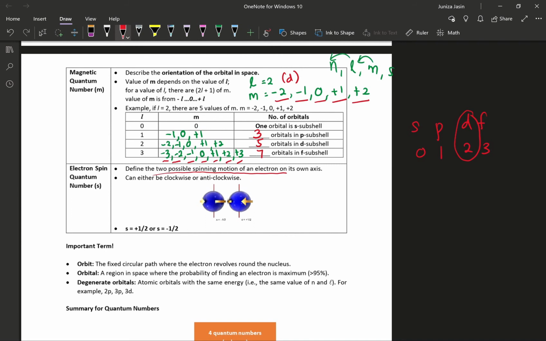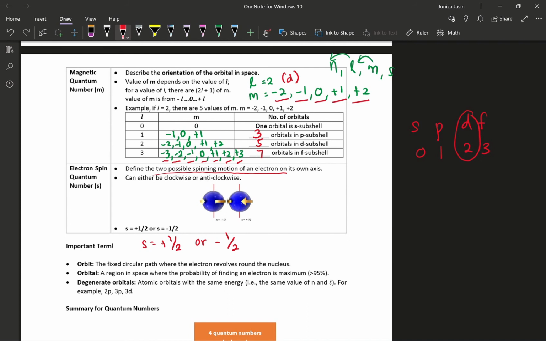Memang ada s ada 2 values sahaja, iaitu plus half or negative half. s equal to plus 1 over 2 or negative 1 over 2. Okay, so dia tak ada negative 1, negative 2, dia tak ada. Dia ada satu nilai iaitu half dan nilai dia ada positif ada negatif. So kita tak boleh tahu which one is clockwise, which one is anti-clockwise, kita tak tahu. Okay.